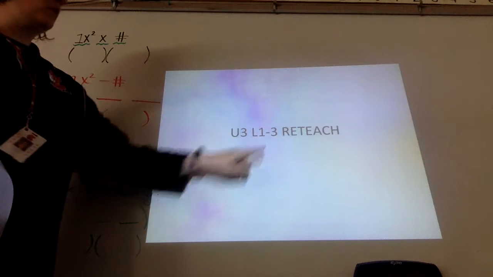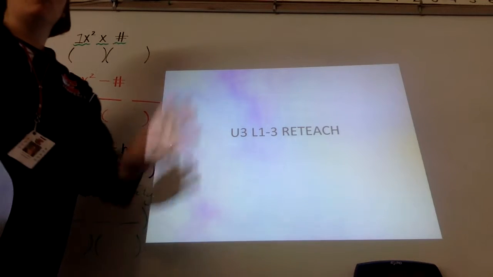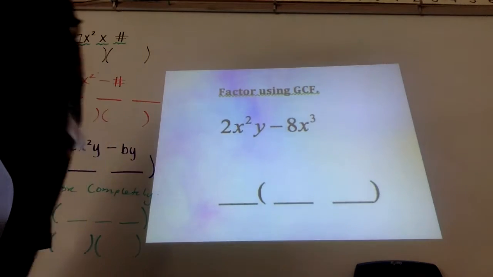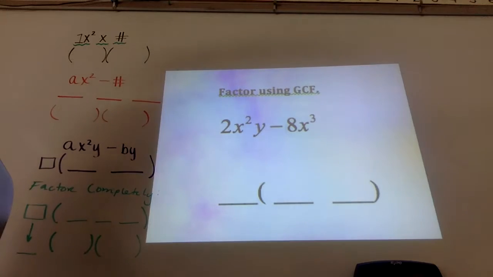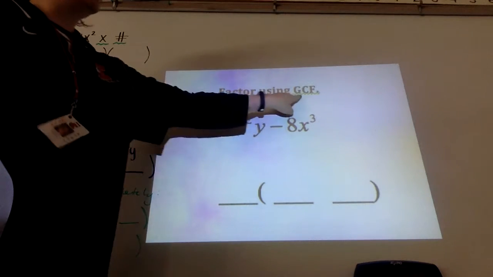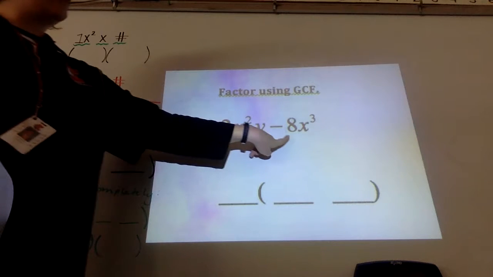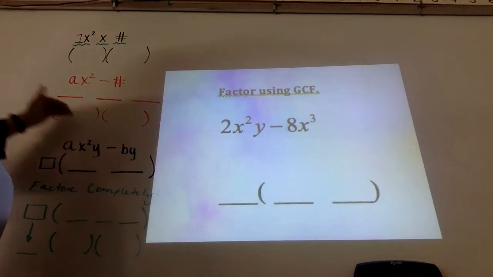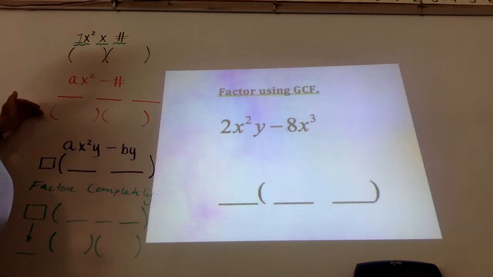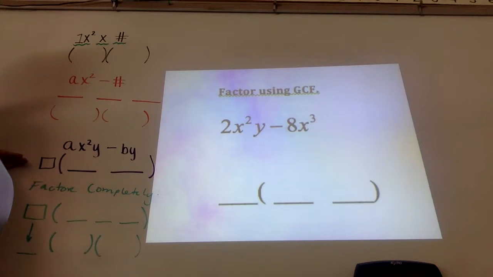Obviously, Unit 3, Lesson 1 through 3, reteach. 4 examples. The first type of problem that we're going to do is factoring using greatest common factor. If I take a look, I can identify this because I have 2 terms. They don't match the red format. Okay? They look more like the GCF format that we've used before.